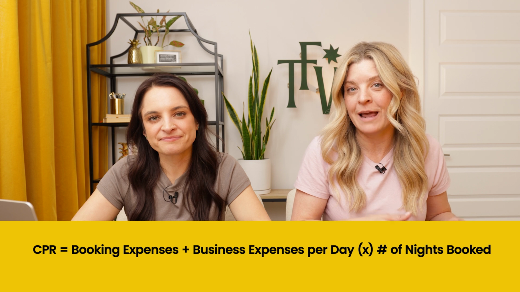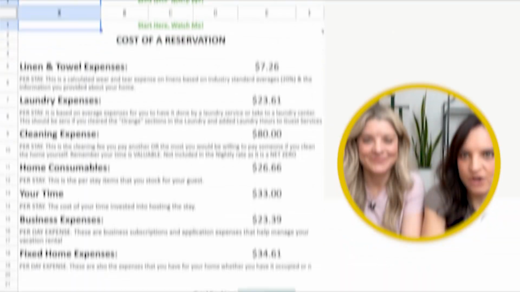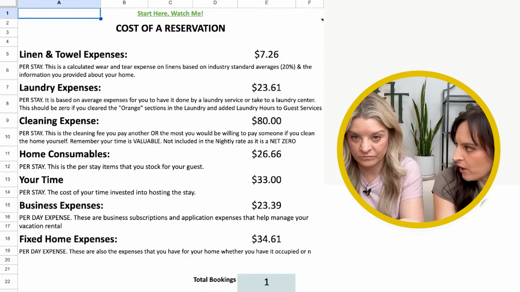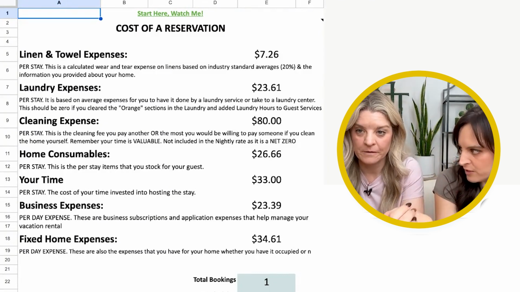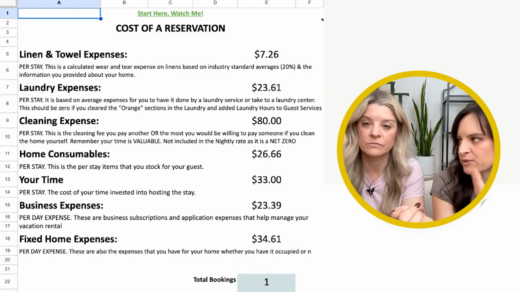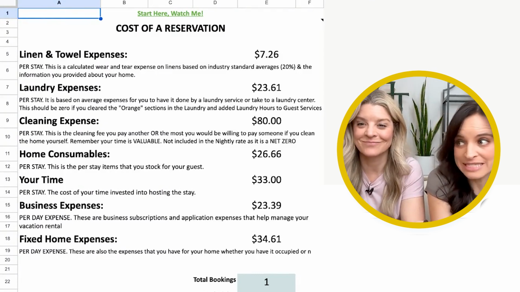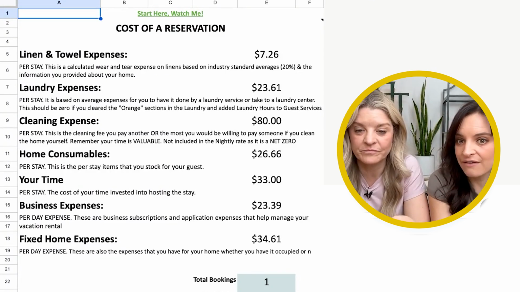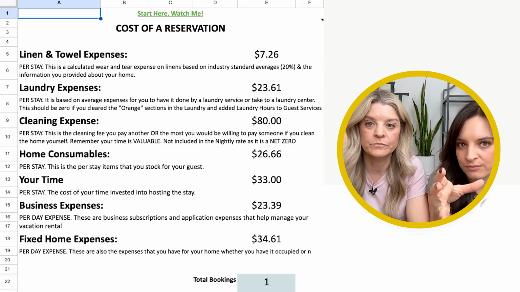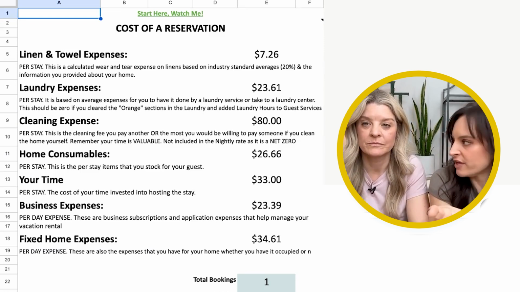And we're gonna take you now back into the calculator so you can see that math done. All right. So now that we've done all that work on the back end, we've listed out how much we spend on consumables, how much we spend to just have the property, whether someone stays or not, all that stuff. Now we can break down the cost per reservation.